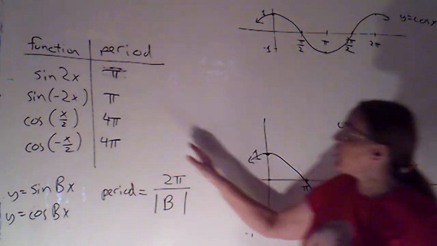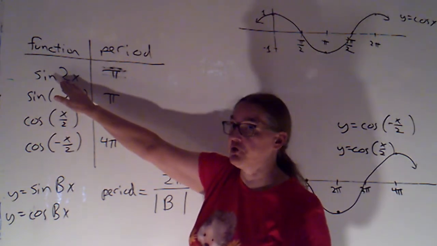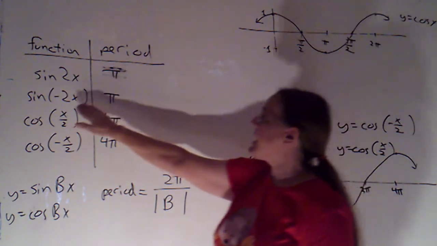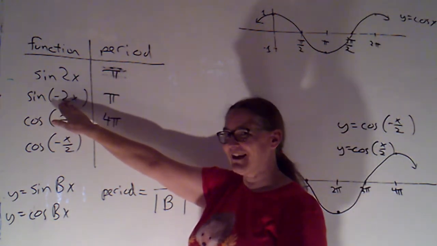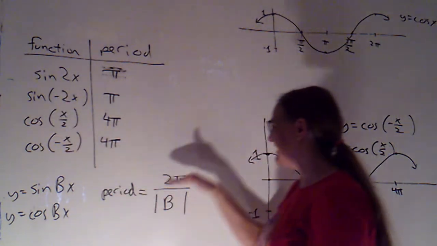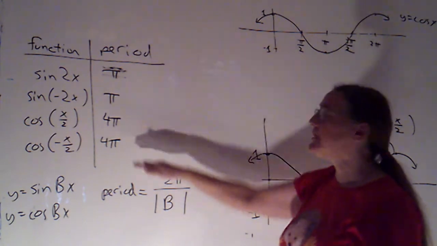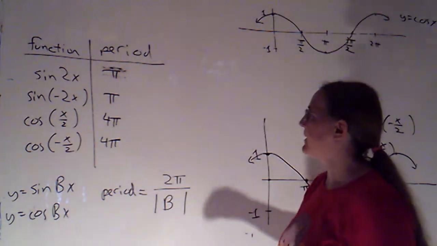Notice here I was multiplying by 2. Absolute value of 2 is 2. 2 pi divided by 2 would give me pi. Here we were multiplying by negative 2. Absolute value of negative 2 is positive 2. 2 pi divided by 2 would give me pi. The period must be positive because it's a length of an interval.